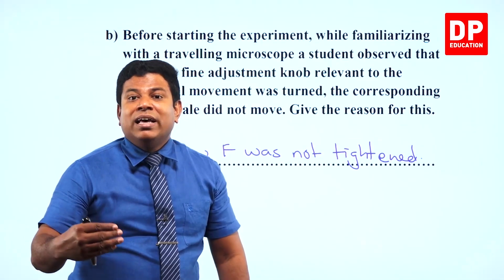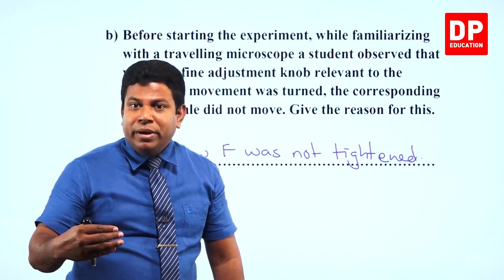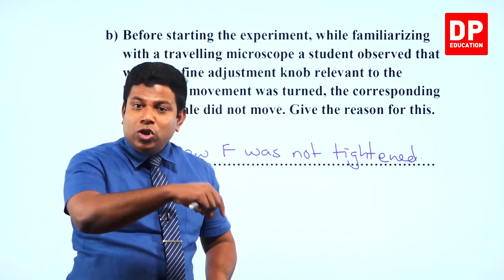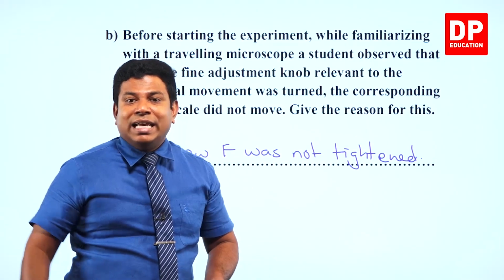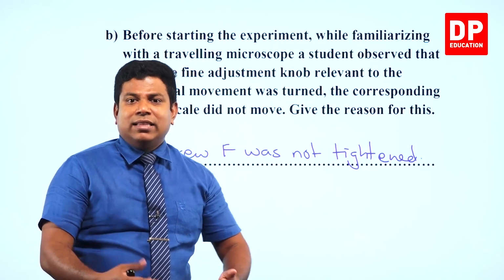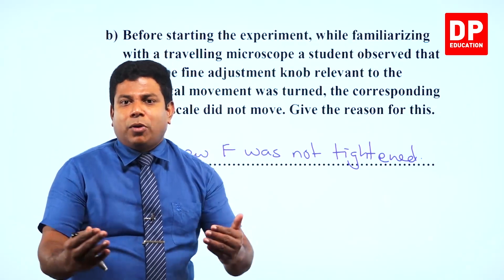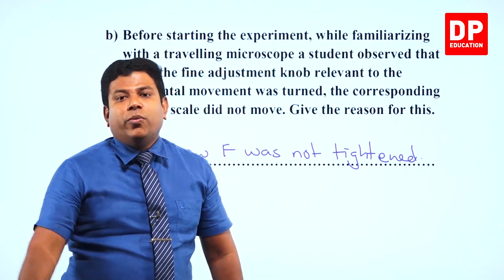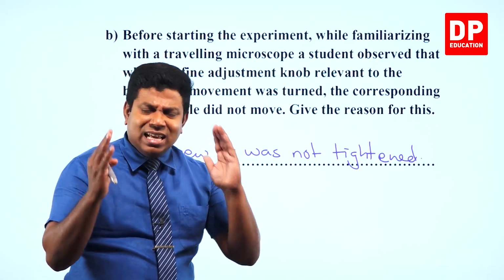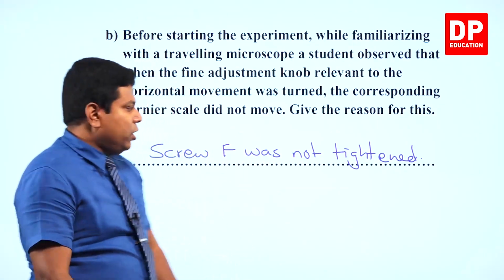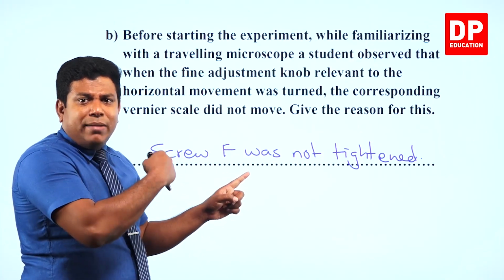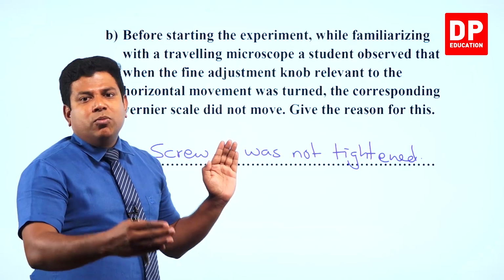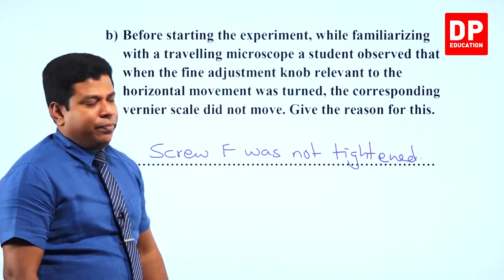But for the horizontal one, the large scale horizontal movement knob, even if you don't tighten it, it won't make an impact. You will realize only when the horizontal fine-tuning knob is rotated and it won't move. The reason is not that it is malfunctioning, not that there is a problem with the instrument. It is because you did not tighten that large scale horizontal movement knob. So rather than writing that, you can simply say F because they have named it F. If you couldn't find it, you write it in full: the large scale horizontal movement screw was not tightened. Next.